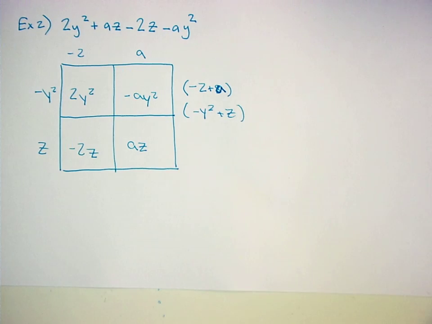Perfect. There was actually a different way you can do it. Can you think of it? Negative z and negative a instead, but then the other two would have to be positive. So it could have also been z minus a and y squared minus z, right? So if you did it that way, you're also right.